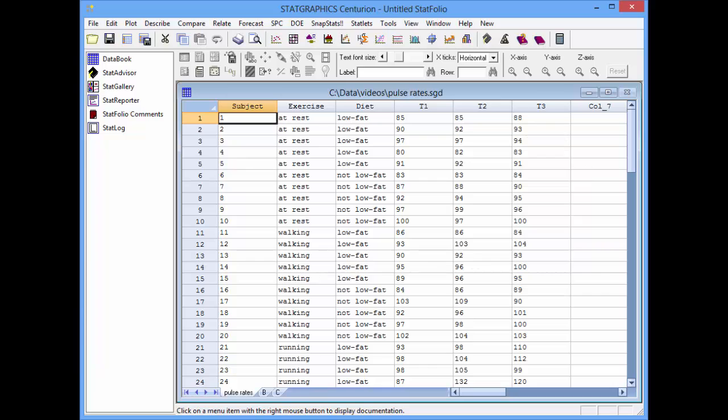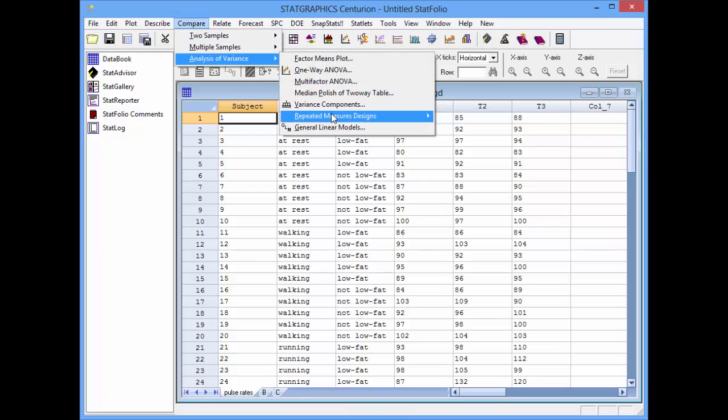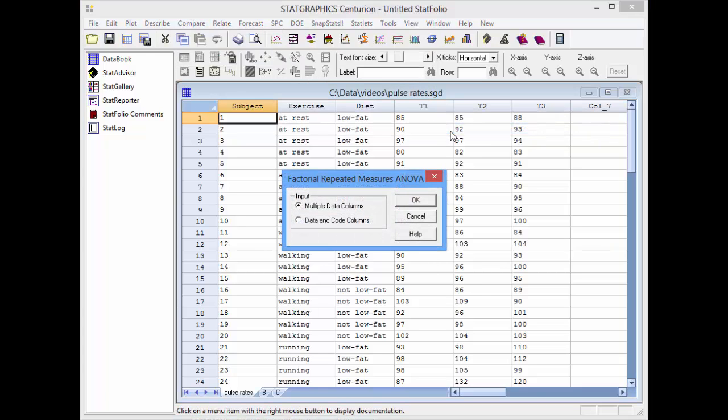I've loaded the data into the Statgraphics data sheet. You can see I have columns for subject, exercise, and diet, and three columns for the measured pulse rates for each individual. To access the Factorial Repeated Measures ANOVA procedure, I'll go to the top menu and select Compare, Analysis of Variance, Repeated Measures Designs, Factorial Repeated Measures ANOVA.